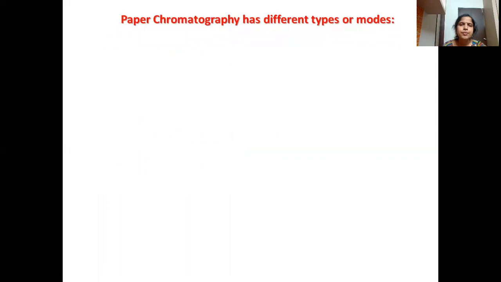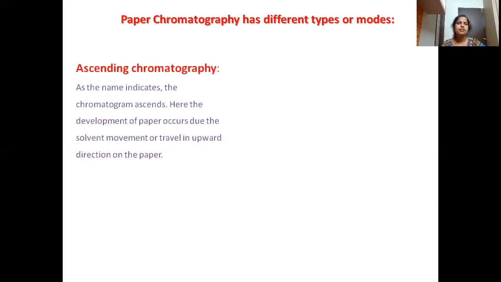As I said, in paper chromatography there are different modes of techniques. In the first step of the procedure, I told you we have to choose which type of technique we need to perform. There are different types: ascending, descending, radial, and two-dimensional. First, let us see what ascending chromatography is. Ascending chromatography is similar to TLC. The only difference is we are using paper here instead of the glass plate.